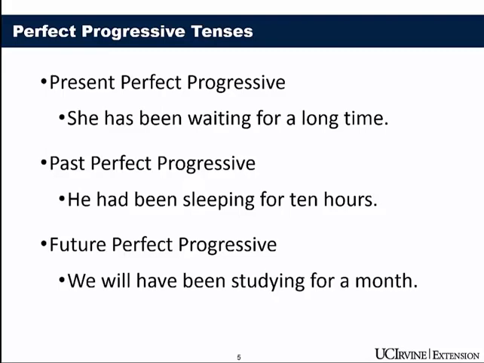Future perfect progressive emphasizes a continuous action in the future that lasts continuously. We will have been studying for a month. It has a similar meaning with the future perfect we will have studied for a month, but because it's perfect and progressive, we're emphasizing the continuous action for some period of time.